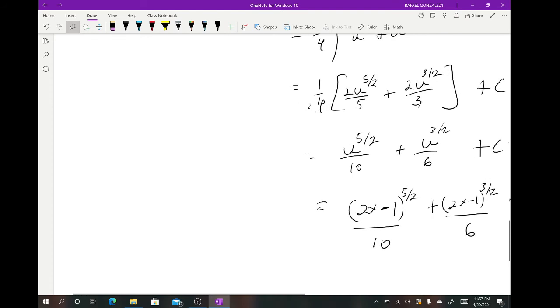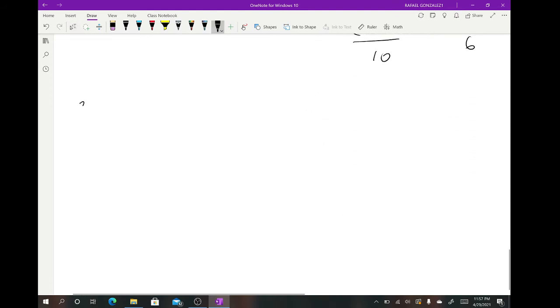Okay, let's do another one. So example number 3 of change of variables. Let's say now you go all the way to 42nd and Times Square, and somebody tells you to find the antiderivative of sine squared of 3x times cosine of 3x dx.